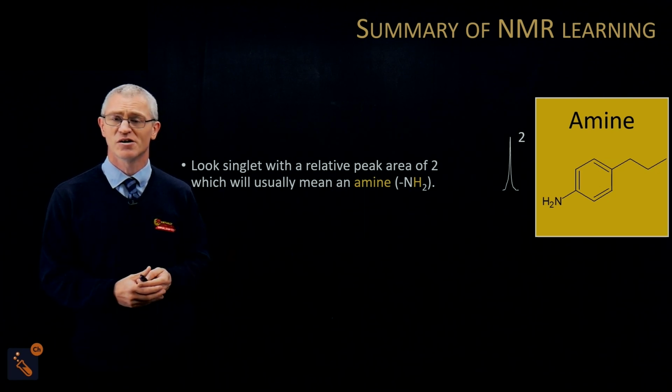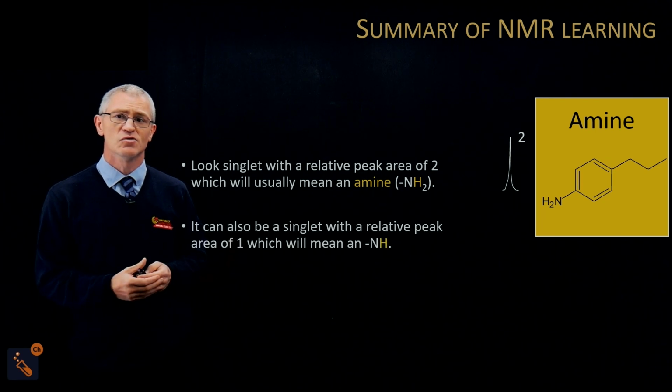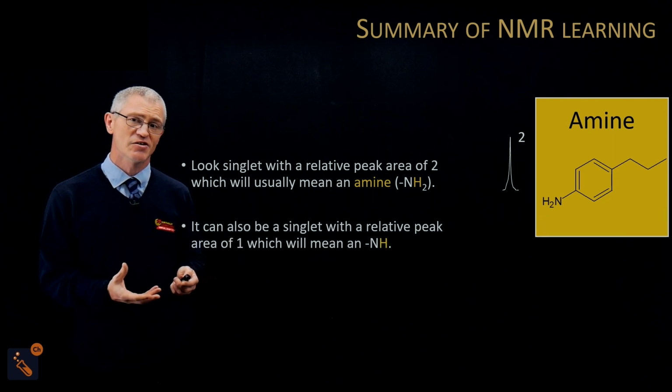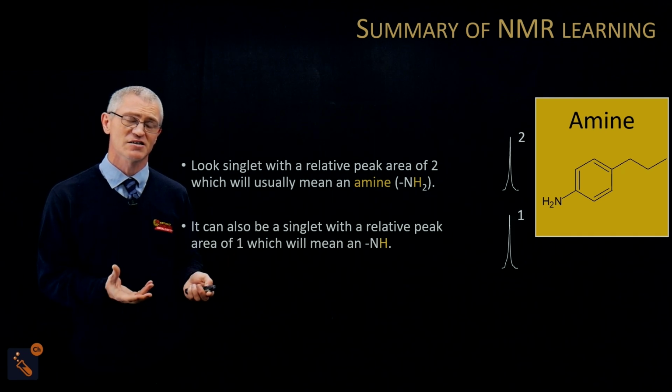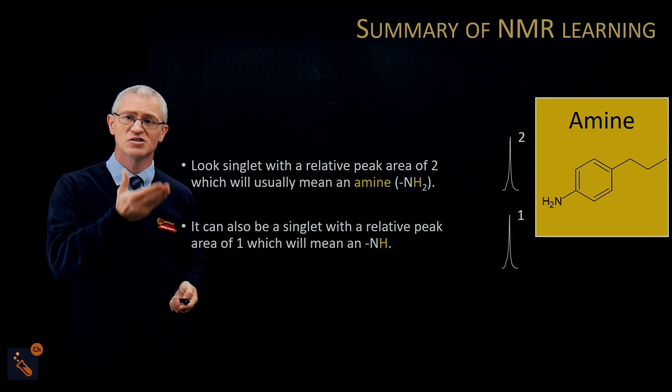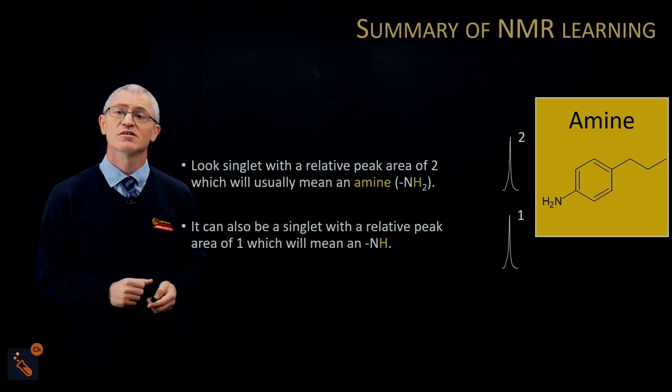and a propyl group. Also, you can have a singlet with a relative peak area of 1, which would mean an NH. Look exactly the same, just with a 1 by. And they're just 2 types of amines that you should look out for.